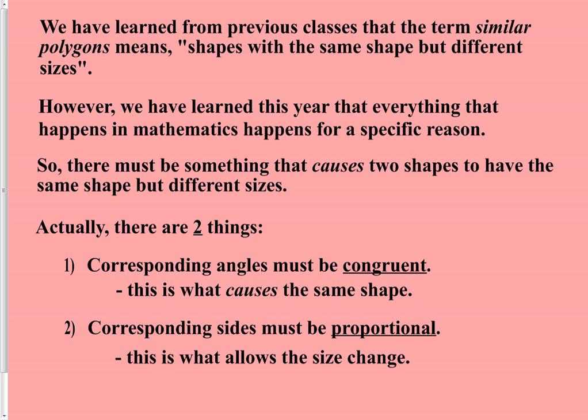In order to have the same shape, your corresponding angles are going to have to be congruent to each other. If you allow the angle measurements to start opening up and closing, well, that's kind of the difference between a parallelogram and a rectangle, stuff like that. So the corresponding angle measurements have to be congruent to cause the same shape. In order to allow for the possibility of the size change with similar polygons, we don't need our corresponding side lengths to be congruent. We do need them to be proportional.